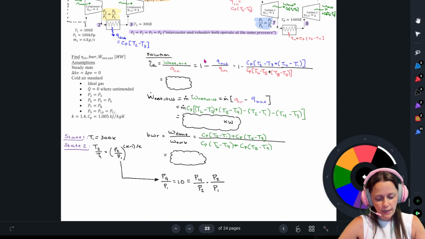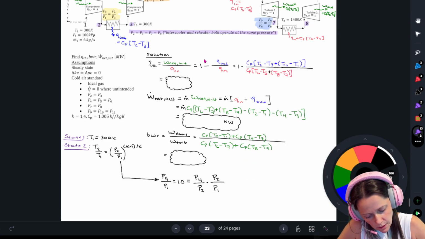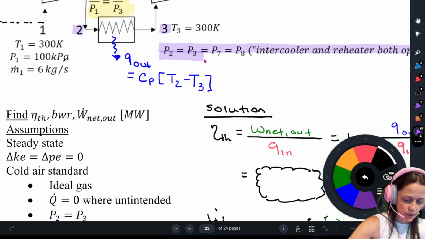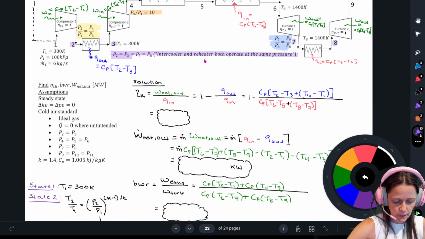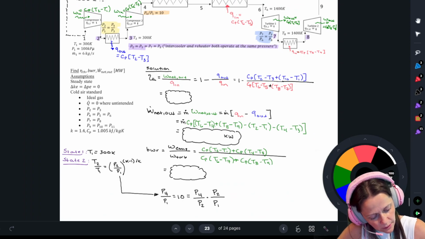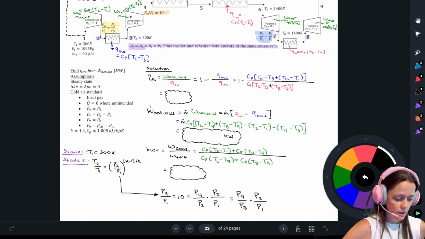Now the other thing I can say is that P2 and P3 are the same. So what I'm going to do is rewrite this as P4 over P3. Why? Because P2 and P3 are the same. I haven't changed anything.